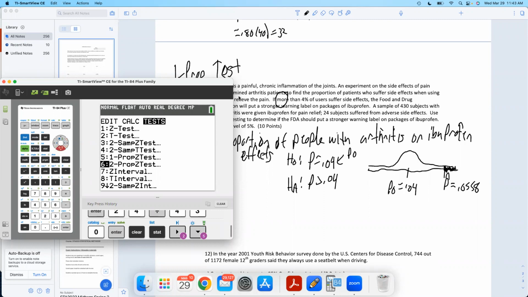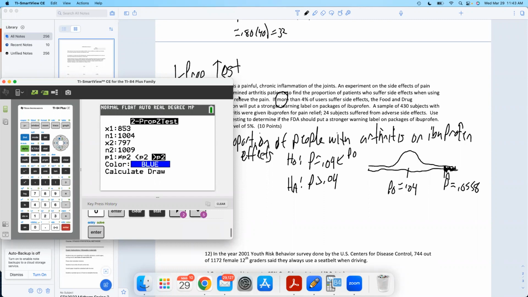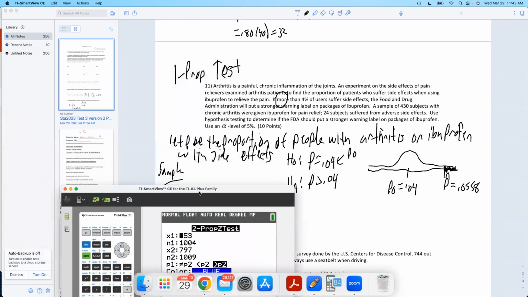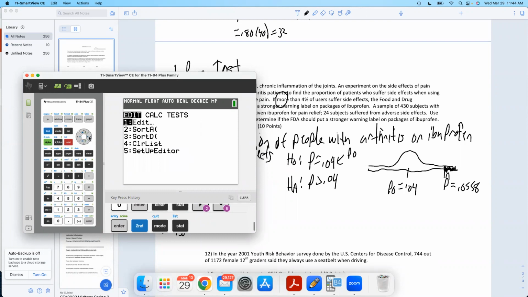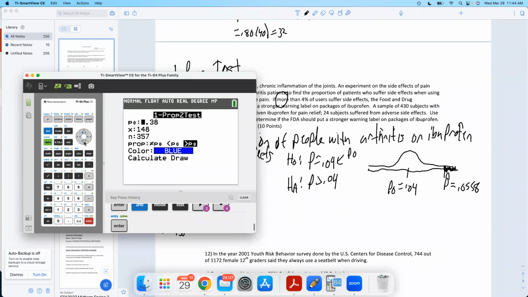And if you're not sure, look, if I go here into button 6, it's asking for a lot of stuff that I didn't write down. I didn't write down an X1 and an N1 and X2. I didn't write all that down because that's the wrong button. Now I want button 5, 1-PropZTest. Okay, I wrote all this down. There's my P naught, 0.04. X was 24. N was 430.